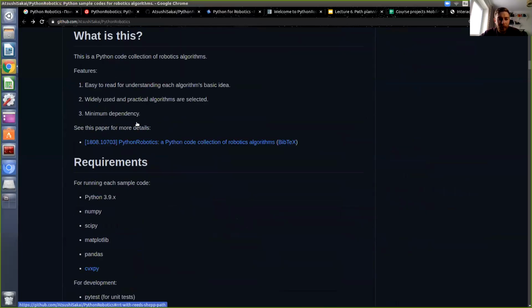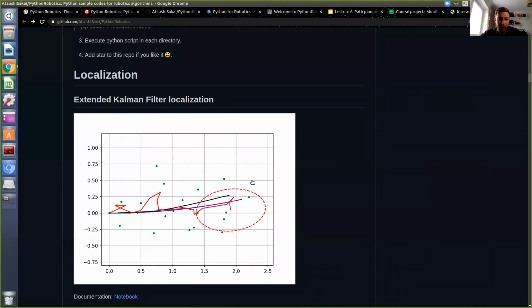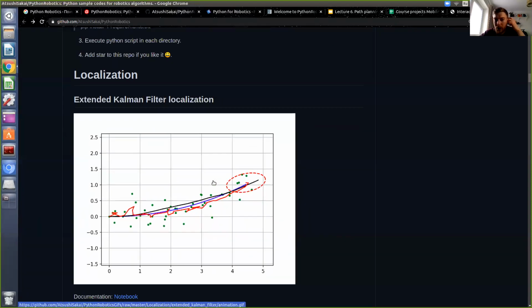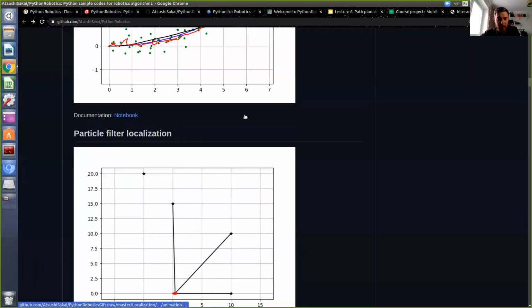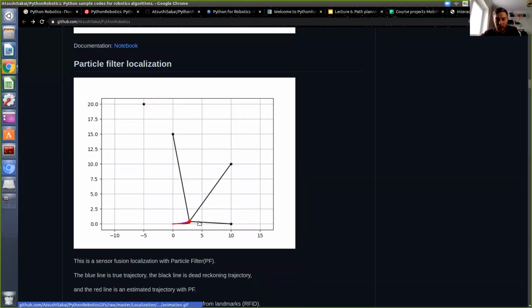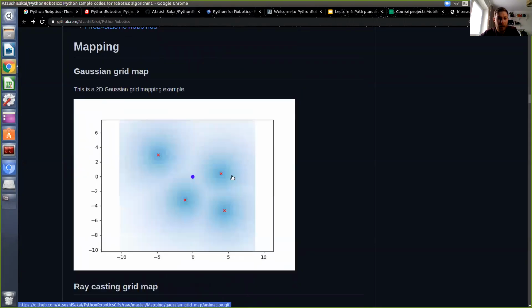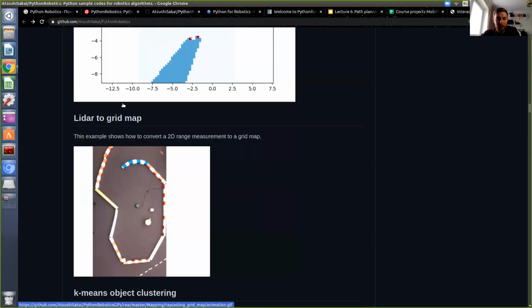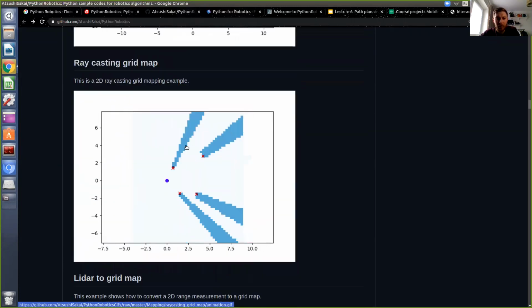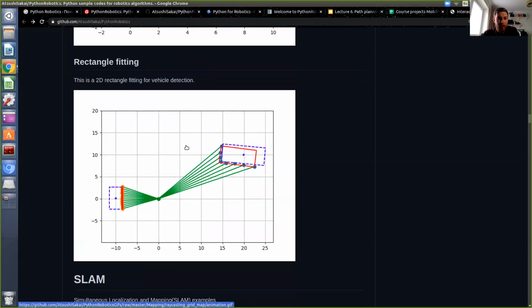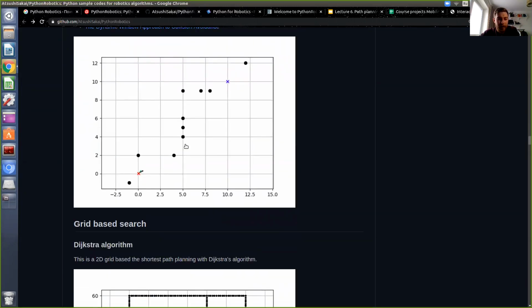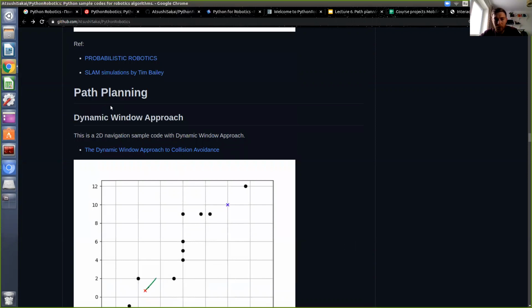And here are cool GIFs about each algorithm. For example, this is a Kalman filter. There is a particle filter localization. You can see particles here, and you can see landmarks which the robot is detecting, and based on these landmarks, the robot is determining its position. Mapping, you remember ray casting grid maps, we also discussed it. Many cool algorithms. And there is a section on path planning.